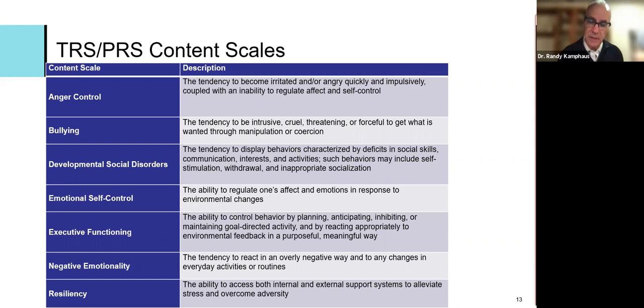So it may seem like a distinction without a difference, but being a parent myself and interacting with other parents, we certainly don't want to inappropriately or inadvertently alarm them when it's simply not accurate. So DSD is equal to autism scale. Next slide, please.